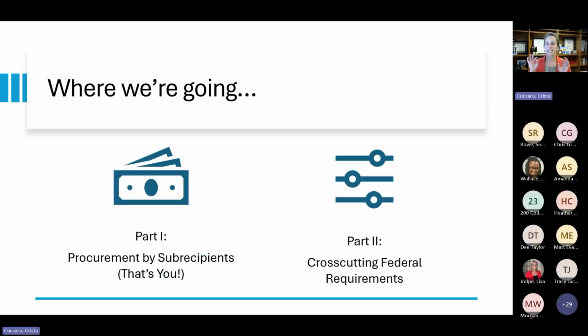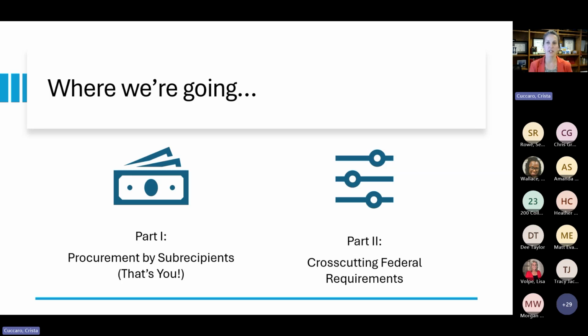We're now going to dive into the cross-cutting federal requirements. Rebecca touched on these earlier, but what we know is when we are using federal funds for a procurement, there are a variety of requirements from different sources that are going to apply. And those are going to apply whether we're using CDBG-DR, EPA, FEMA, right? Wherever these funds are coming from, we're going to have some cross-cutting requirements.